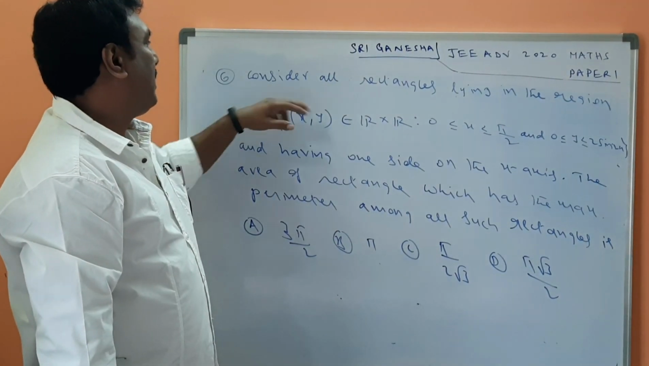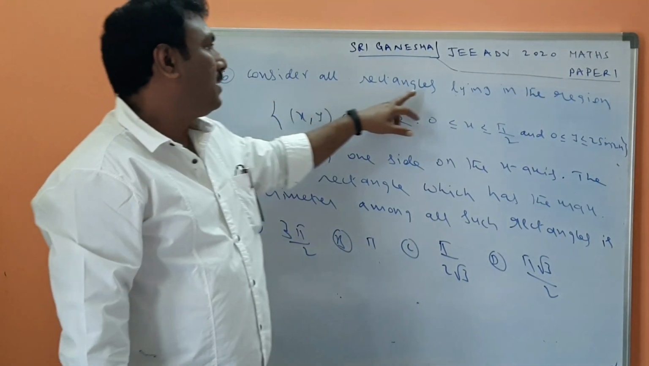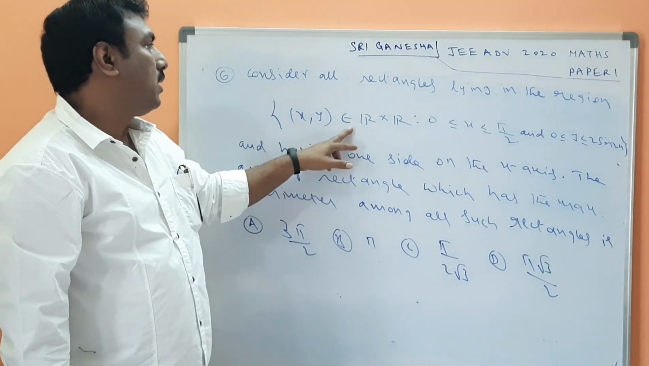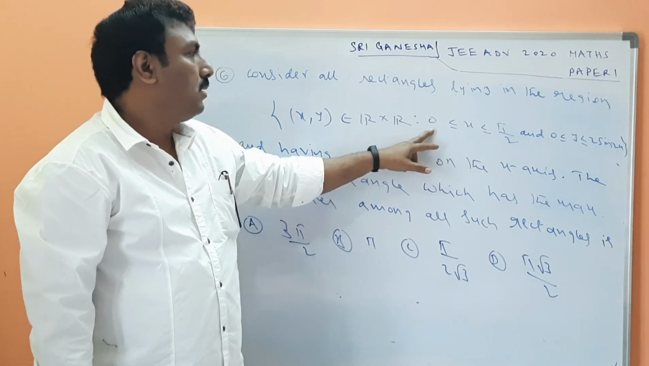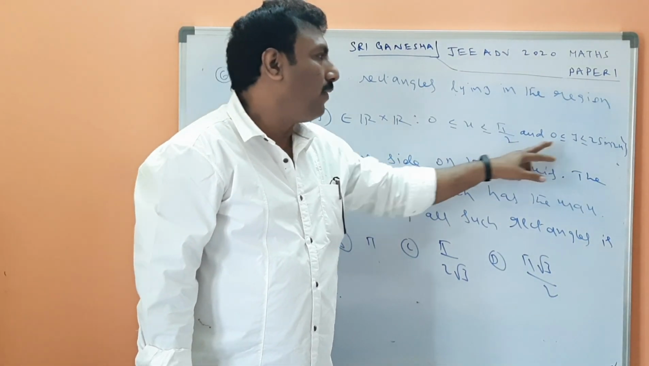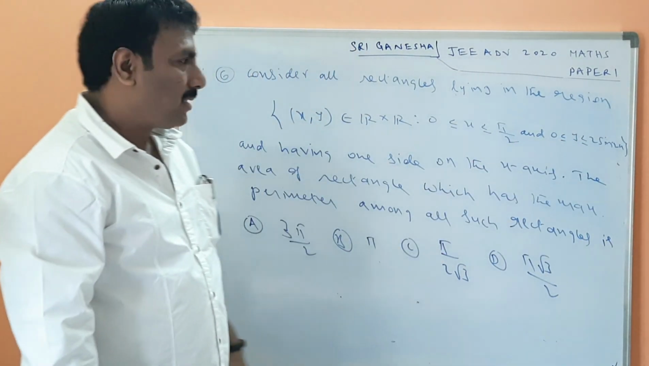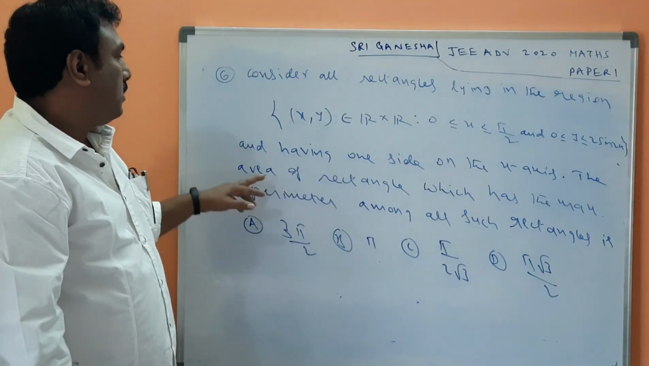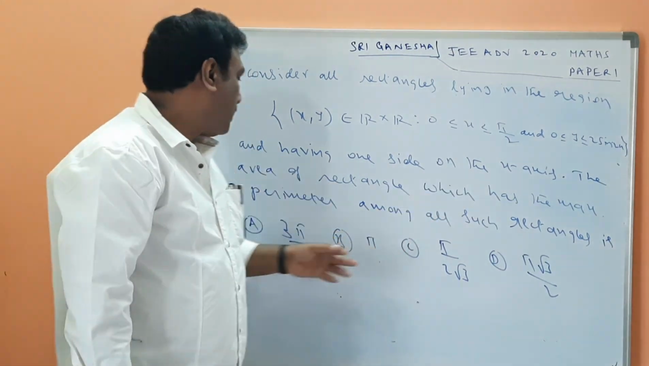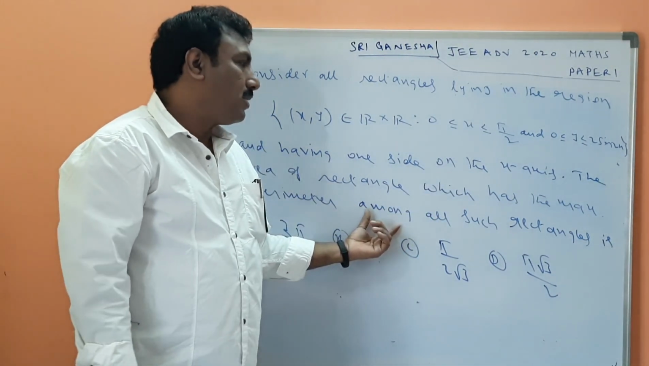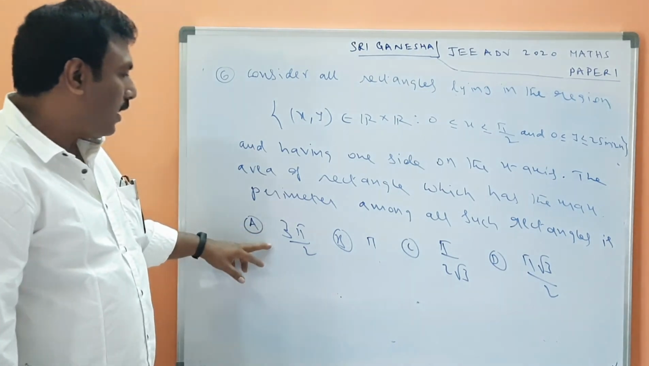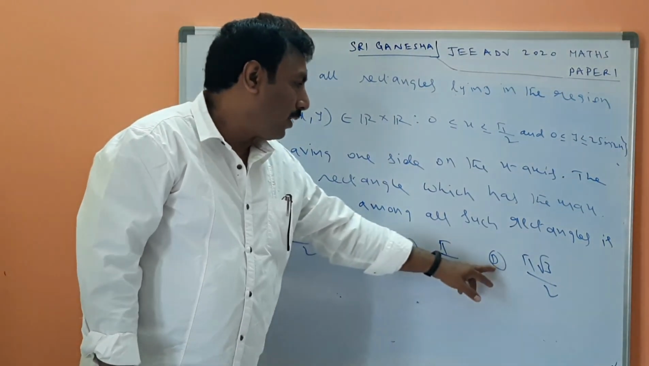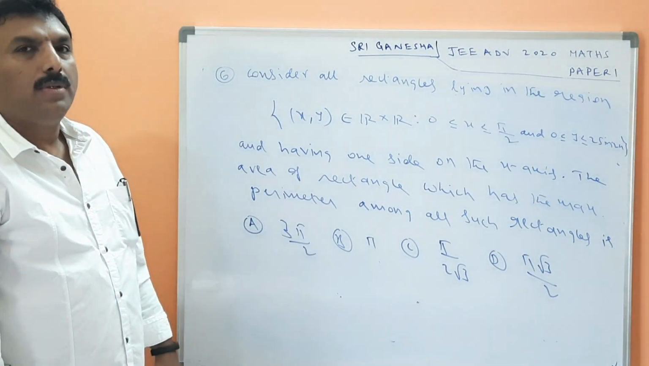Now the sixth one: consider all rectangles lying in the region, set of all x comma y belonging to R cross R such that x lies between 0 and pi by 2 and y lies between 0 and 2 sin 2x, and having one side on the x axis. Then the area of the rectangle which has the maximum perimeter among all such rectangles is: option A 3 pi by 2, option B pi, option C pi by root 3, option D pi root 3 by 2 square units.